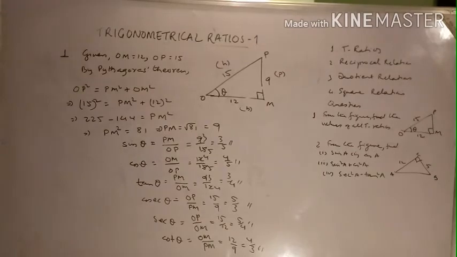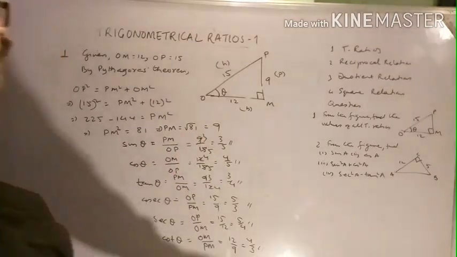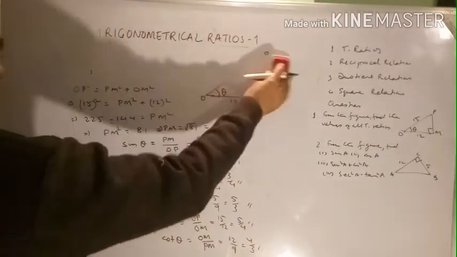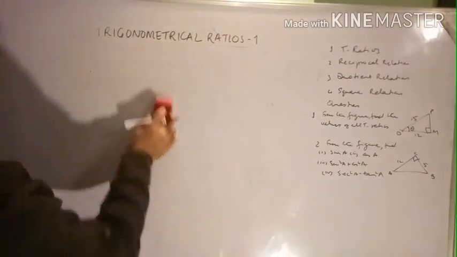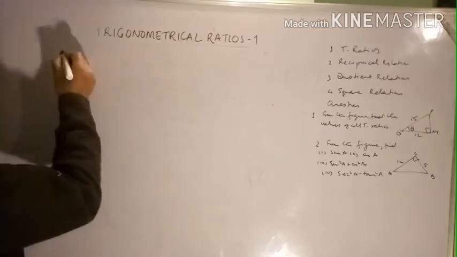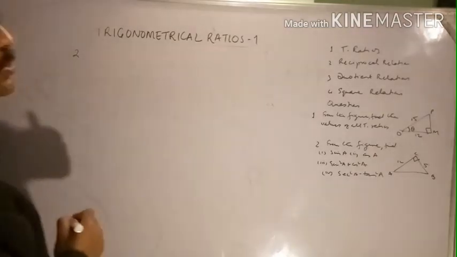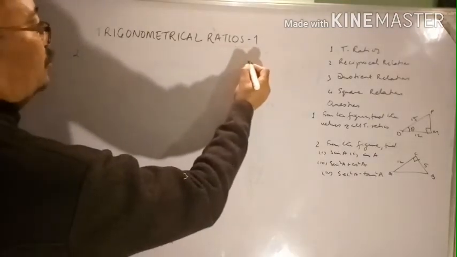So now we'll take one more question. Let's see what is given. Question number 2. Here we are given one more right angle triangle.